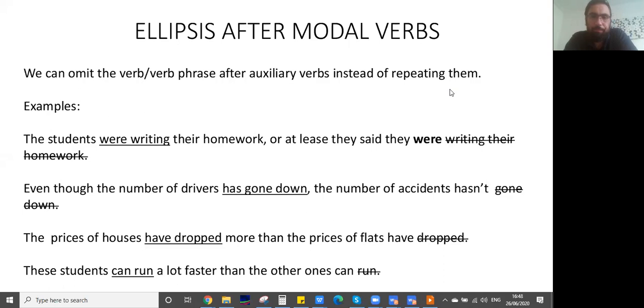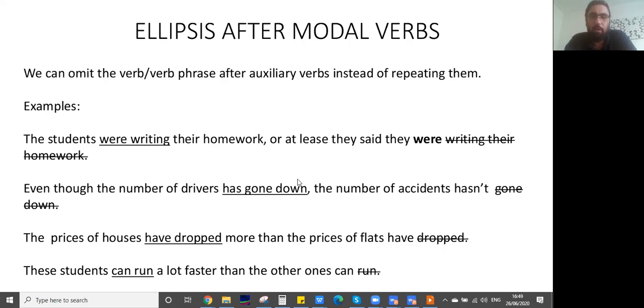So, the students were writing their homework, or at least they said they were. Here we have the auxiliary verb "were," and "writing their homework" is repeated, so we drop it. We read up to the auxiliary verb, we write up to the auxiliary verb, and we stop.